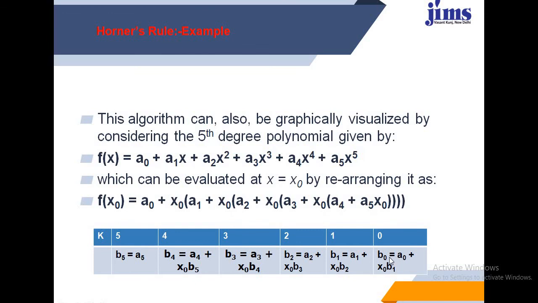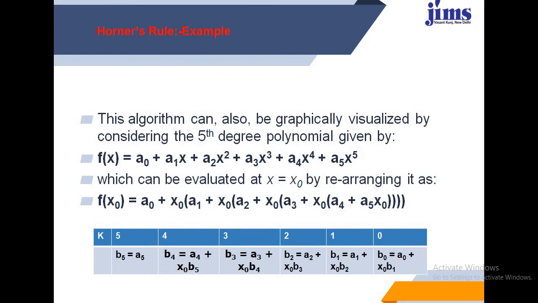So like this you can find the polynomial value, and this last column will give you the final value. So V0 is equal to A0 plus x0 V1. This column will give you the final value. So this is very simple to find the polynomial value using the Horner rule.